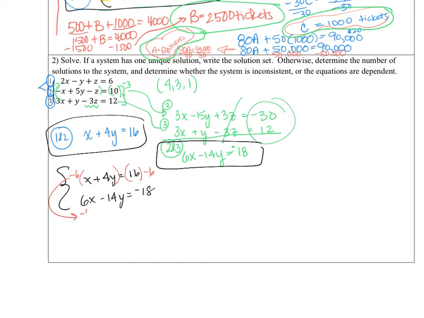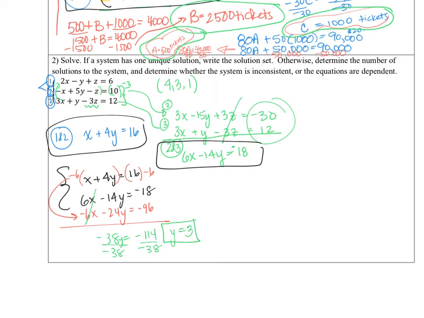So bring that down. That's negative 6x minus 24y equals negative 96. So the x's cancel, and we'll get negative 38y equals negative 114. If we divide by negative 38, divide by negative 38, we get y equals positive 3.